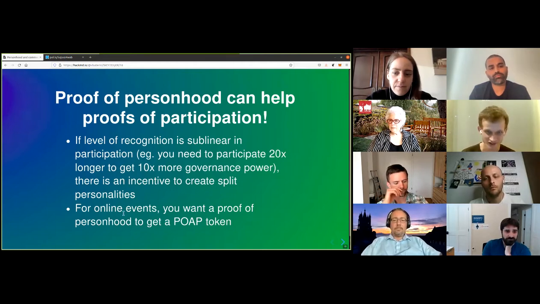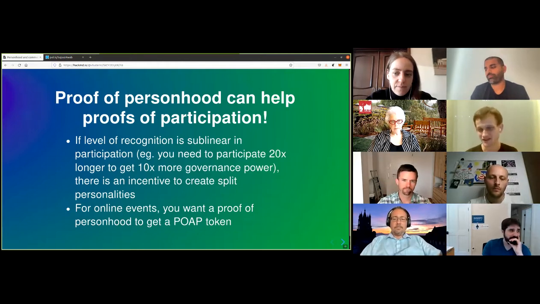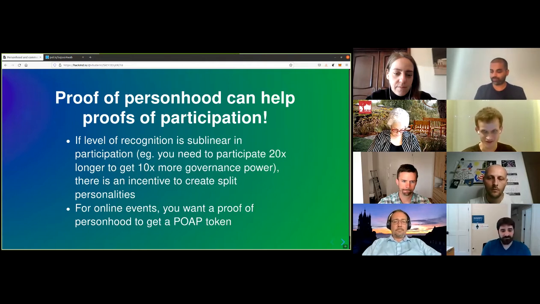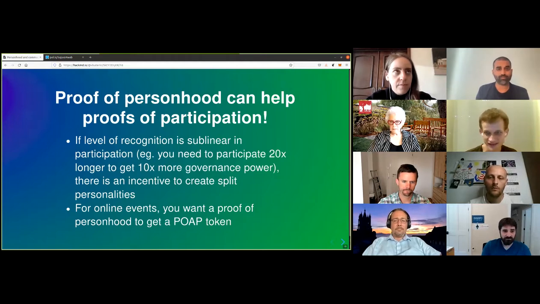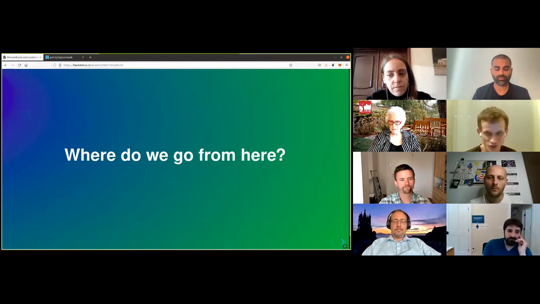Also, for online events, you do not want it to be possible to just show up at an online event with 20 virtual avatars and get 20 proof of attendance tokens instead of one, right? And so having a proof of personhood be a precondition for getting a POAP token if you participate at an event also improves security there. These are just a bunch of ways to solve this problem of who actually should participate in governance and to what extent.